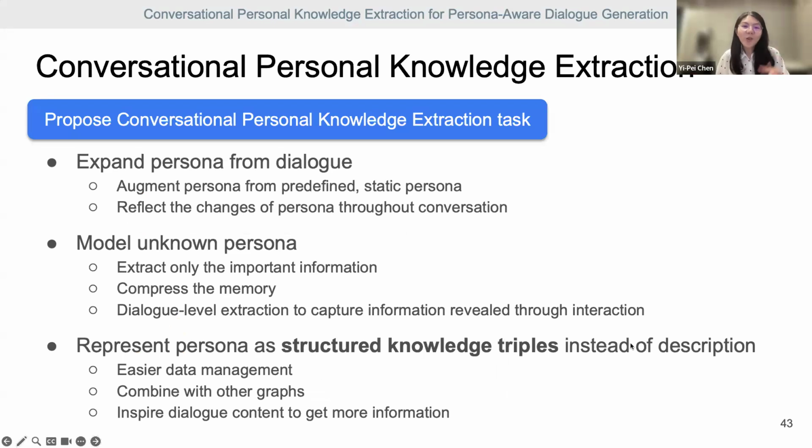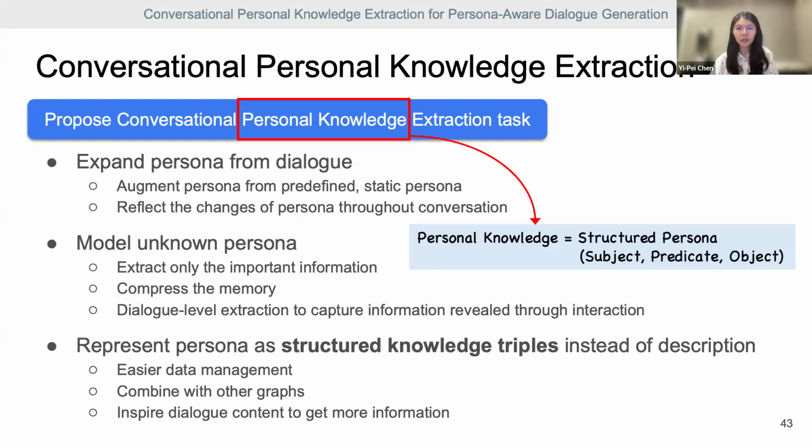Okay. So to overcome these problems, we propose the conversational personal knowledge extraction task. With this task, we can augment the static persona from datasets and model unknown persona by only the most important parts of the dialogue. There are also other benefits of representing persona as structured personal knowledge triples. Here we refer to personal knowledge as the structured persona instead of a natural language sentence.